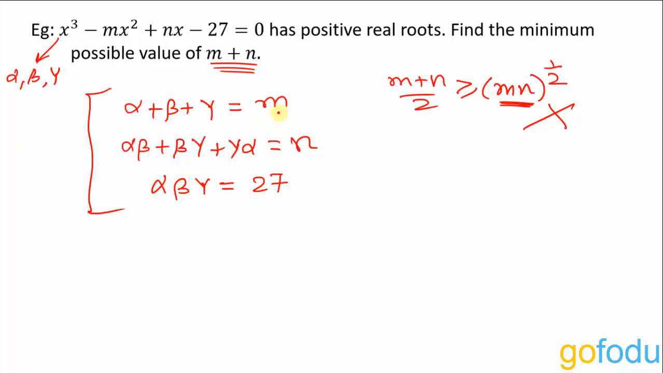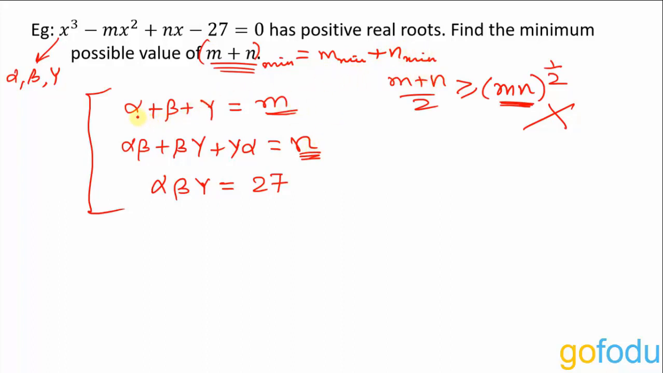Now, can we minimize both m and n individually? So that the minimum of m plus n will be what? m minimum plus n minimum. We'll minimize m and n both individually.